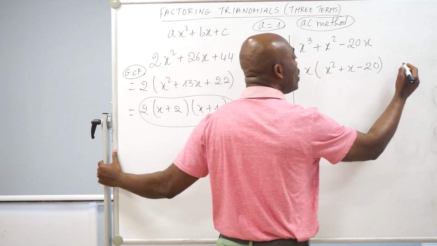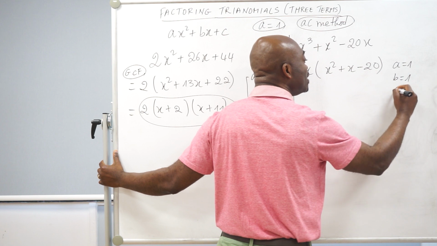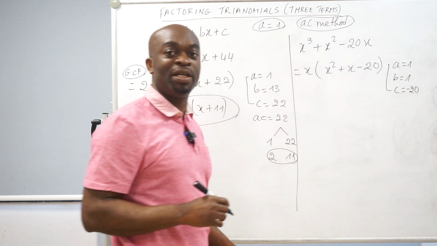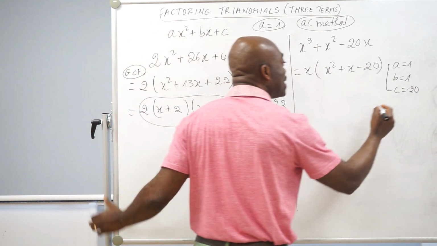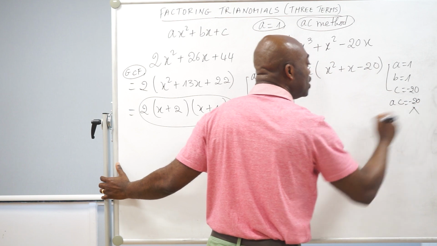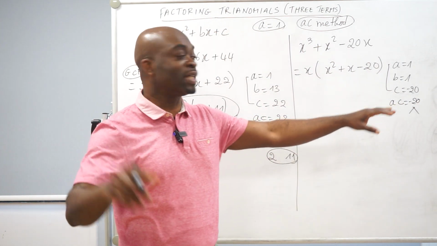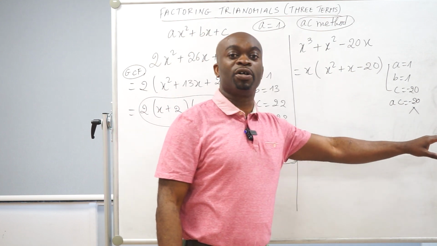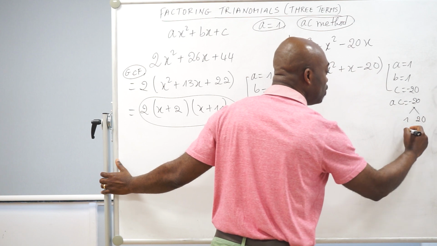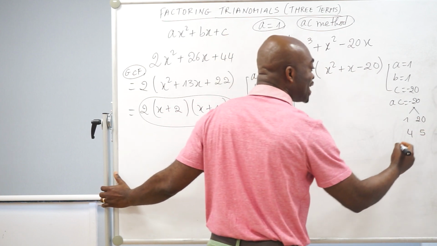So now, what is A? A equals 1, B equals 1, C equals negative 20, right? So we have our A, B, and C. So now we're going to multiply A times C, which is what? A times C will give us negative 20. So once you have this one, the question next is, what are the multiples of 20? Which are 1 and 20, for example, 4 and 5, for example. What else can we have? We can have 10 and 2.